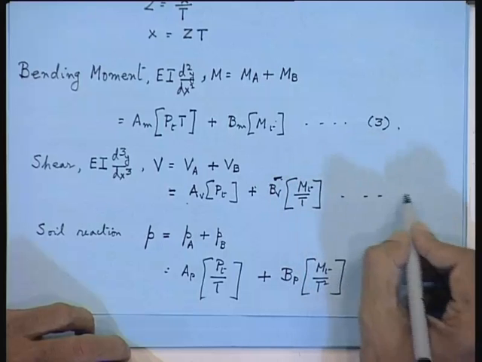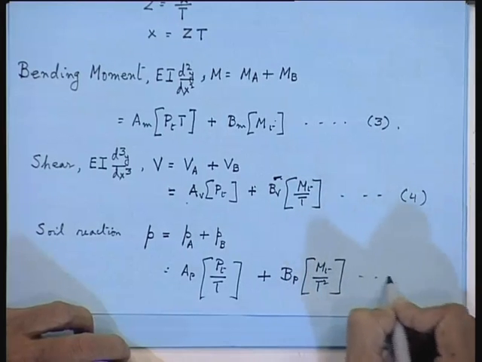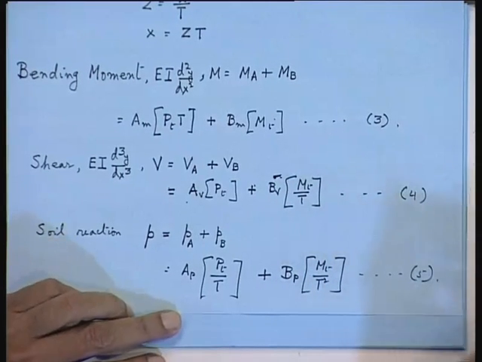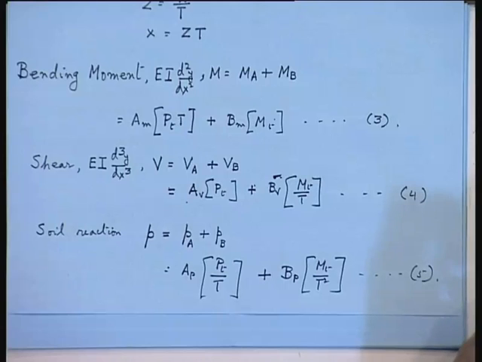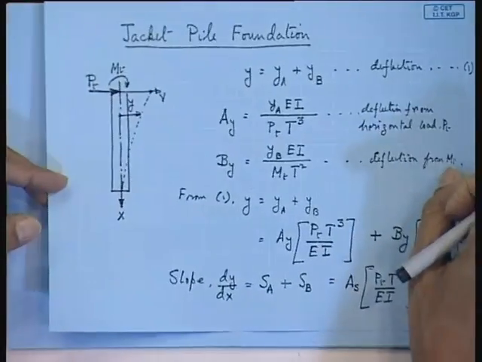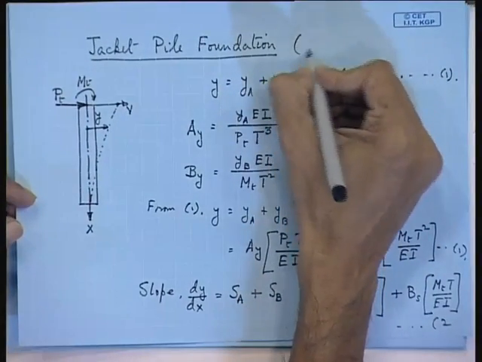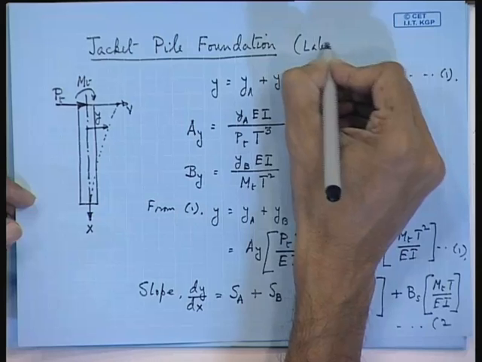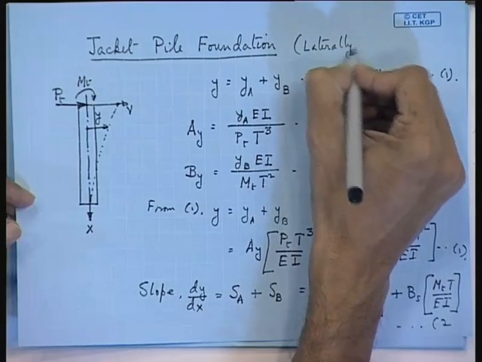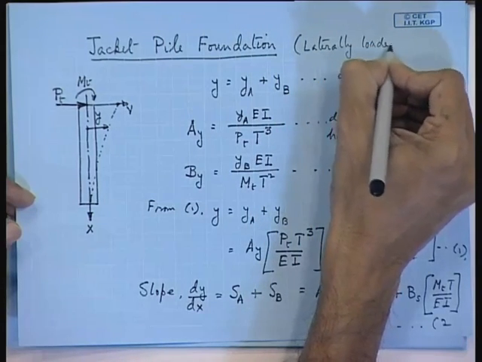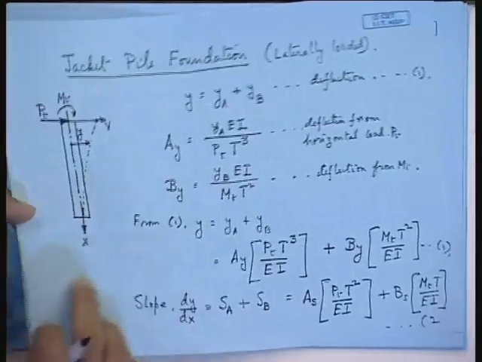So, this is equation number 4, equation number 5. This is called a laterally loaded pile. This is the simplest case we are analyzing, for a single pile.